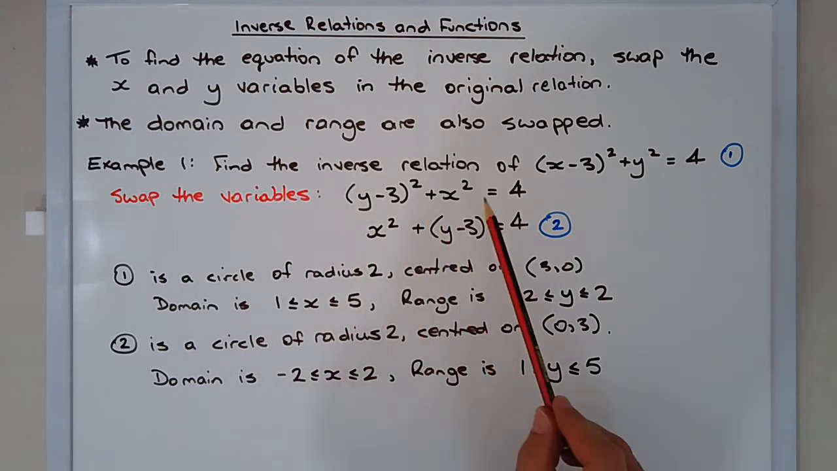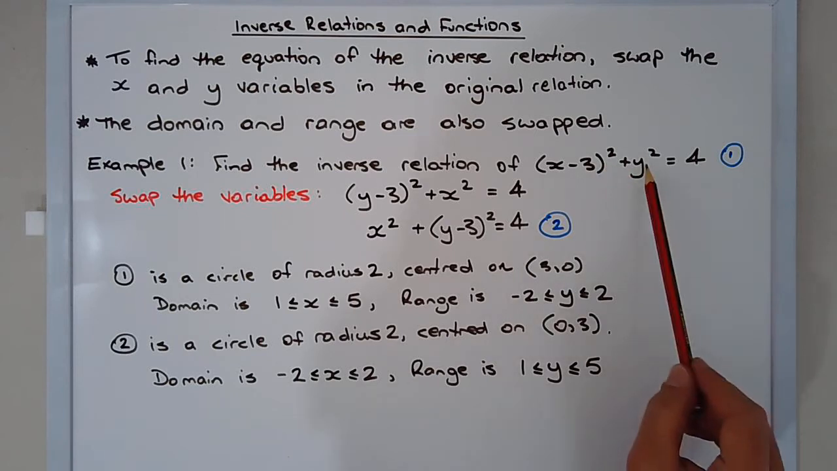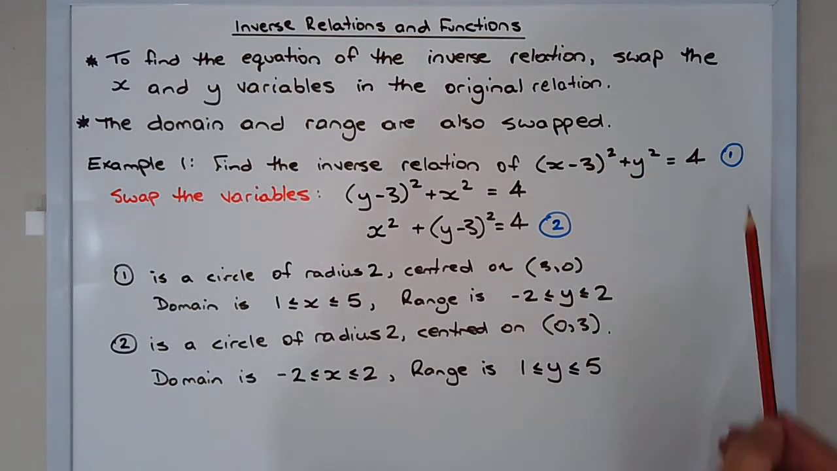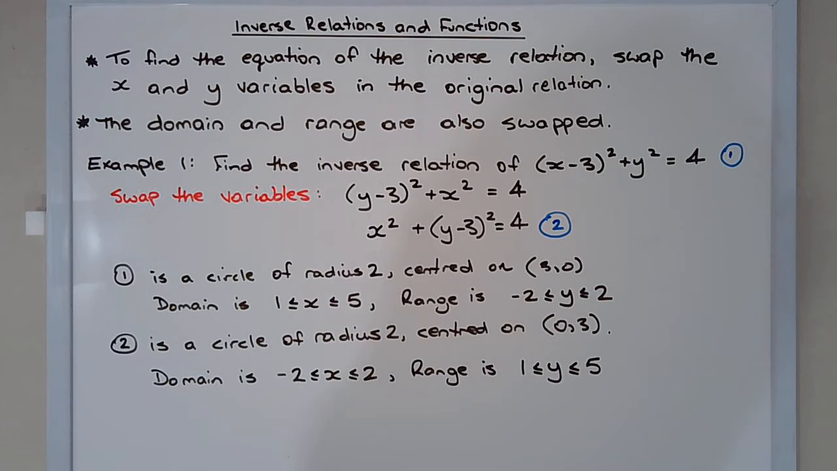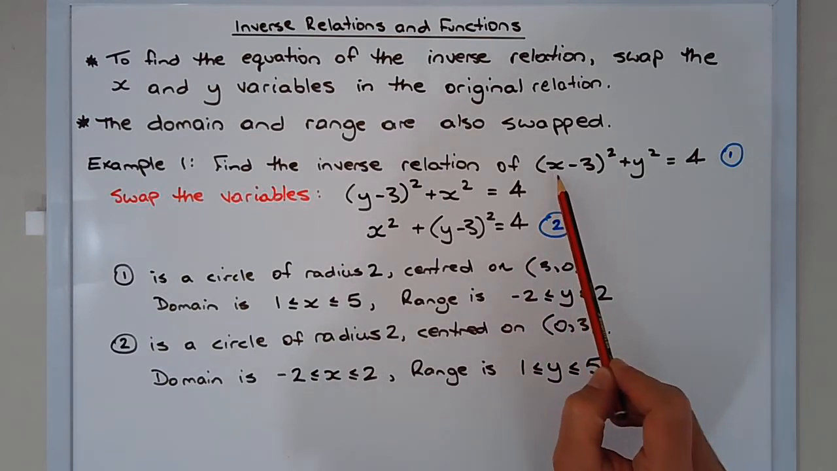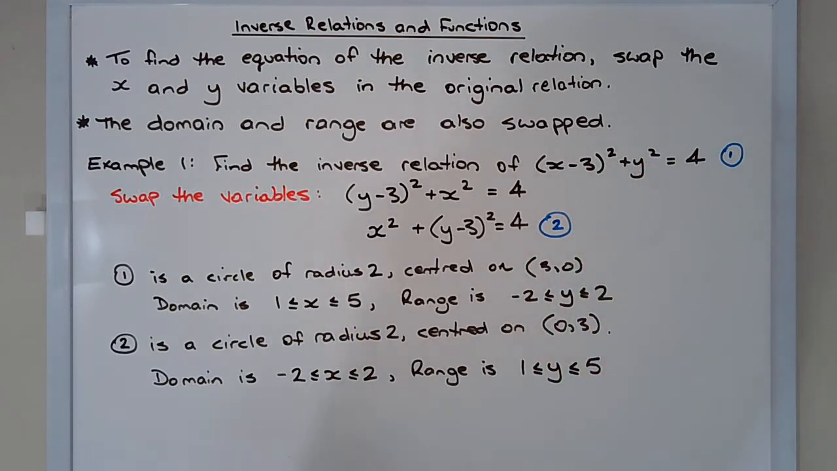Find the inverse relation of (x - 3)² + y² = 4. Let's call that relation number 1. So where we see x, replace it with y, and where we see y, replace it with x. That's in keeping with the idea that an inverse relation can be found by swapping the x and y coordinates around. And that can be achieved just by swapping the x variables and the y variables around.